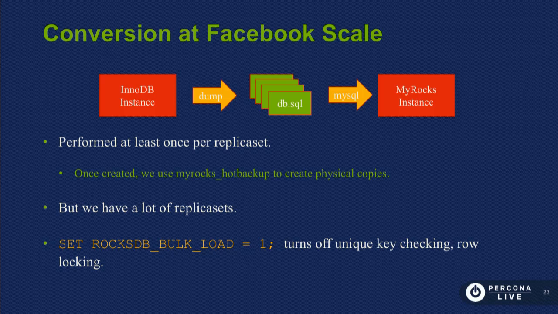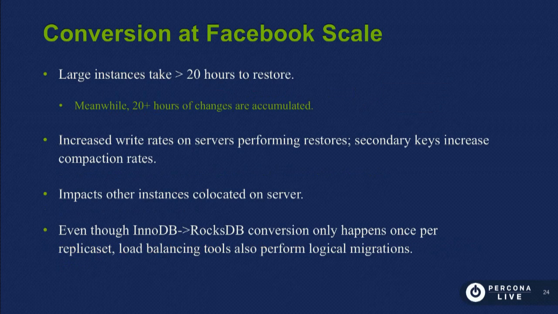But again, we have a lot of replica sets. We have to repeat this step many times. So our original implementation of bulk loading was to turn off unique key checking and row locking in order to speed things up when you restore to MyRocks. But there were still problems because large instances that we have still take more than 20 hours to restore. And at the same time, 20 hours of binlog entries are being accumulated. So you have to store those binlog entries somewhere, and at some later point, replay them to your restored instance.